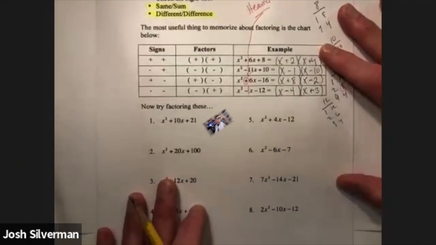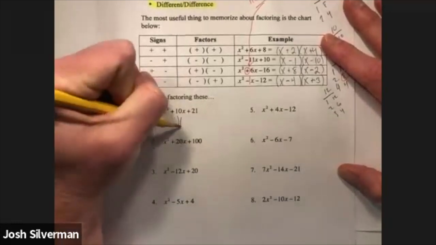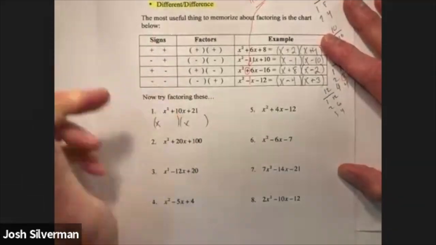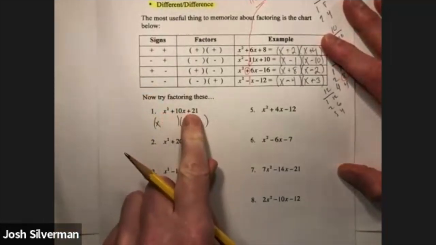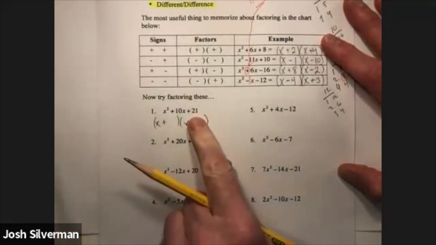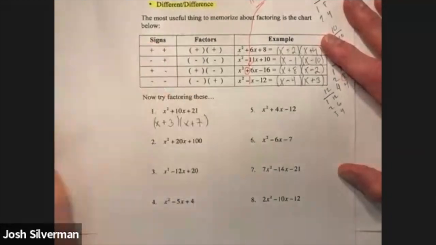Here we go. We know how this is going to end up. Couple of sets of parentheses. What goes here and here? That's going to be an X. If it's plus and plus, then it's plus and plus. Factors of 21, 1 and 21, 3 and 7. We want 3 and 7.